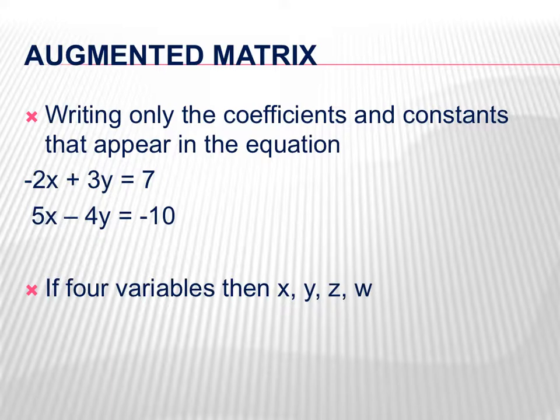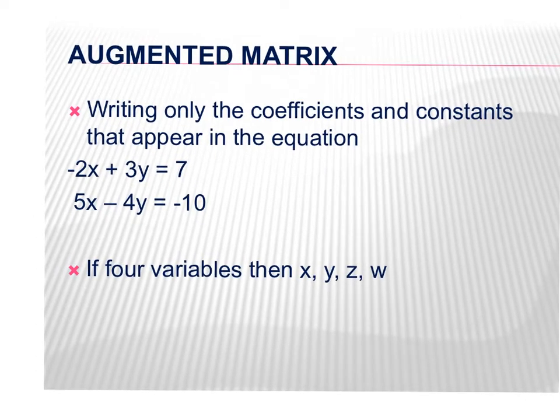So if I wanted to rewrite this in matrix form, then whatever's in front of the X goes first. So this is -2. Whatever's in front of the Y goes next, which is 3. And whatever is constant by itself would be the last one in the row. And then the next one, it would be 5, -4, and -10.